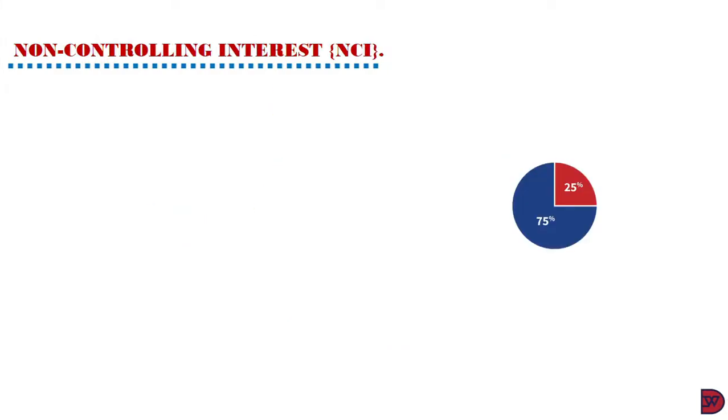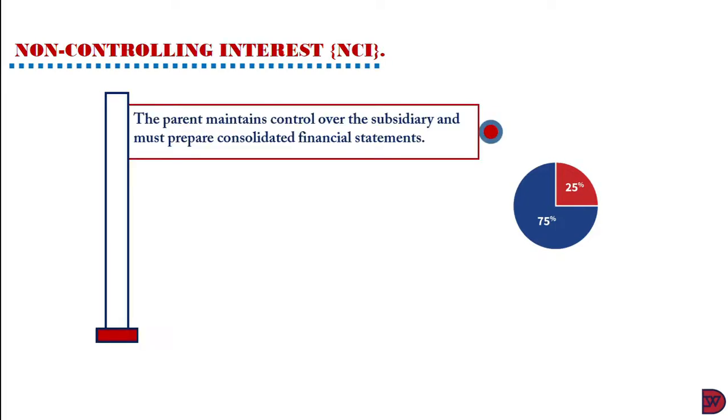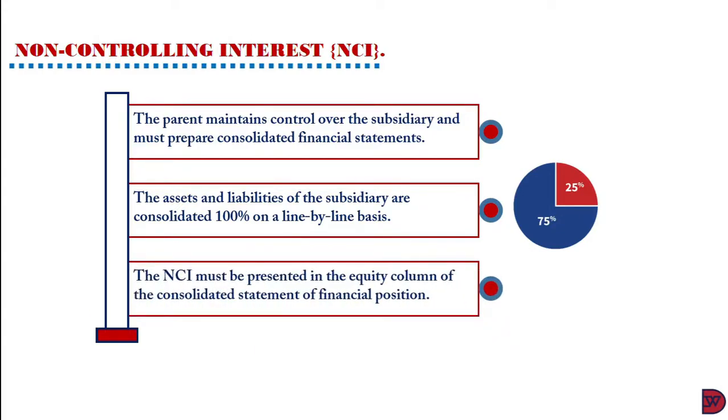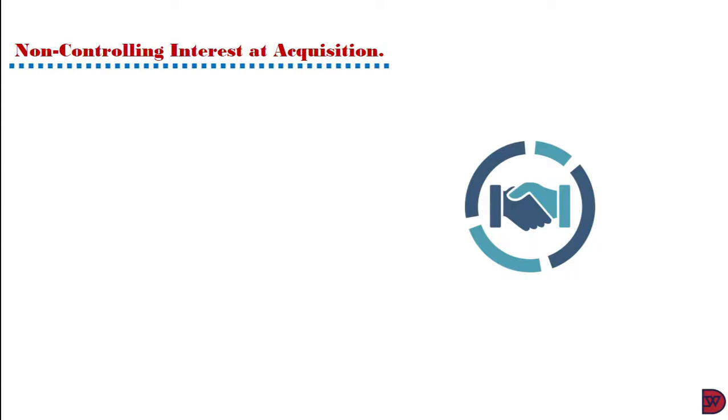When there is the presence of a non-controlling interest, the parent still maintains control over the subsidiary and must prepare consolidated financial statements. Secondly, the assets and liabilities of the subsidiary are to be consolidated 100% on a line-by-line basis. Lastly, the non-controlling interest in the subsidiary must be presented in the equity column of the consolidated statement of financial position.